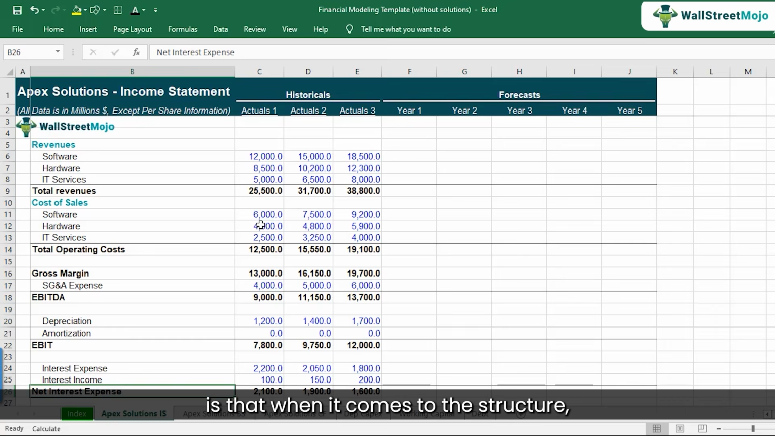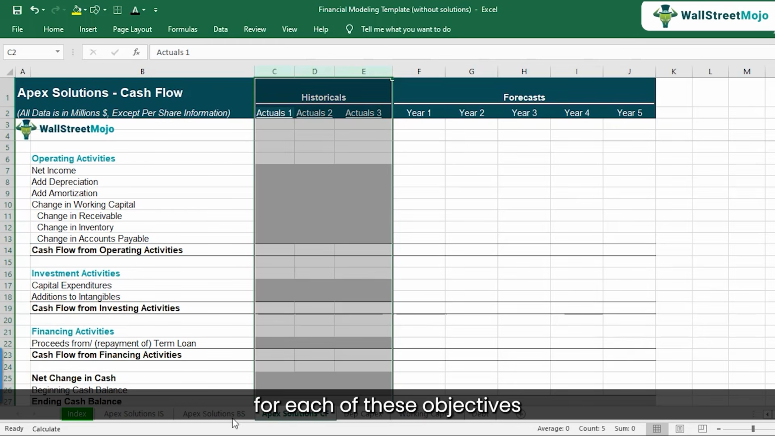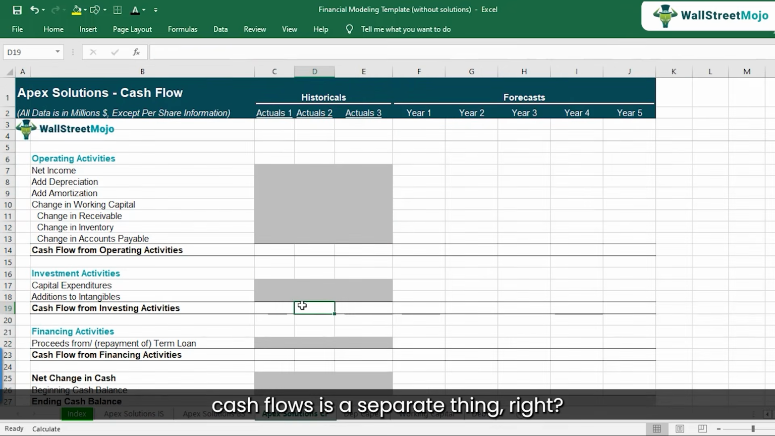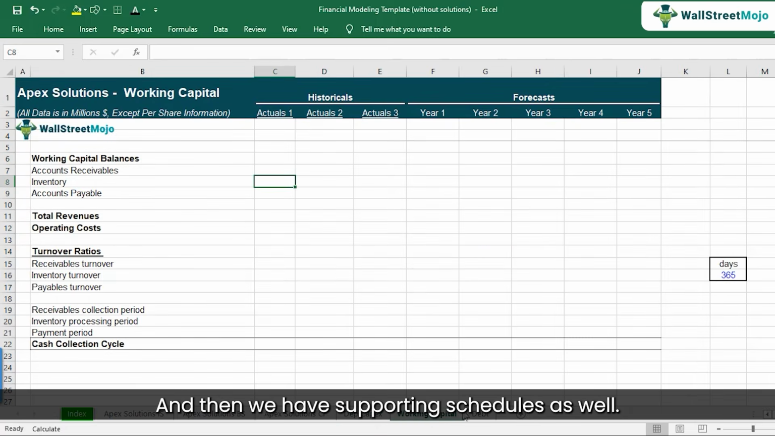Another thing to note here is that when it comes to the structure, a lot of financial analysts have different tabs for each of these objectives, like income statement separate, balance sheet separate, cash flows is a separate thing, right? And then we have supporting schedules as well.